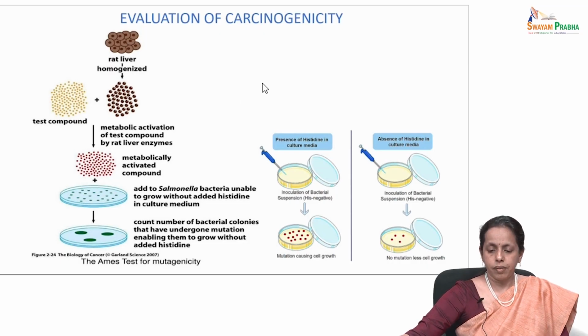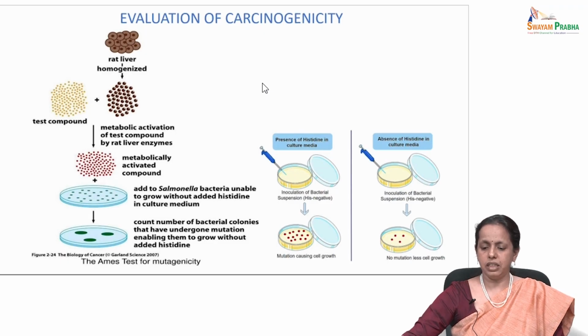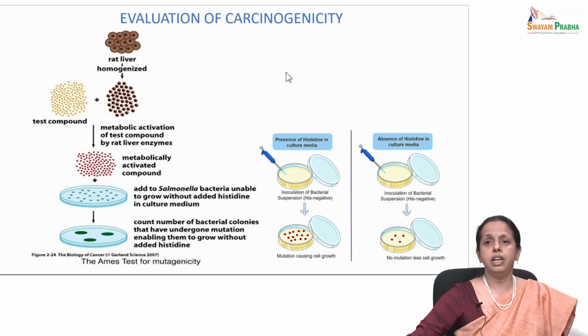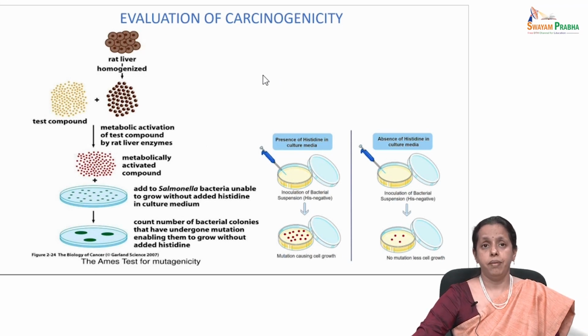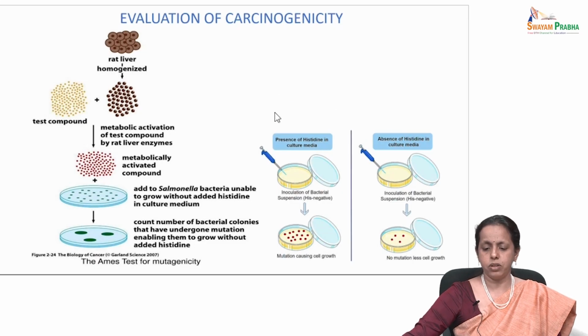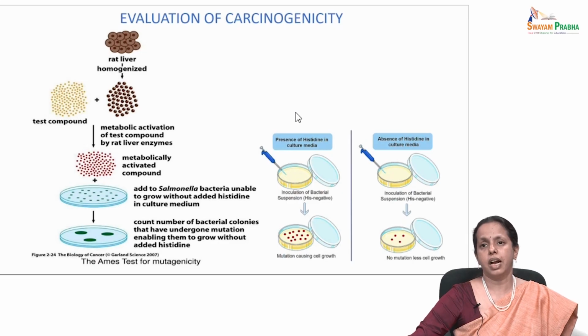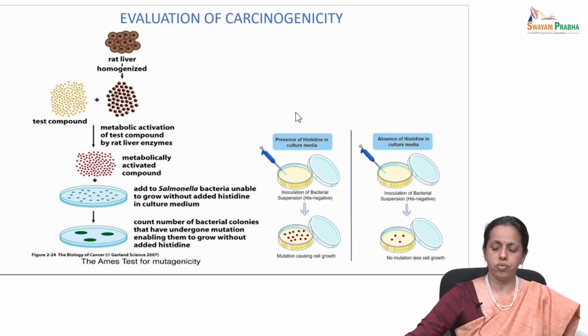Then many of the bacteria ended up with a new mutation in the gene required for making histidine. What happened? Bacteria which could not grow without histidine started growing in its absence. If we had exposed these bacteria to a disc which contains a non-mutagen, for example a non-carcinogenic one, there were no changes in the histidine production gene and the bacteria did not grow. So there were fewer colonies.